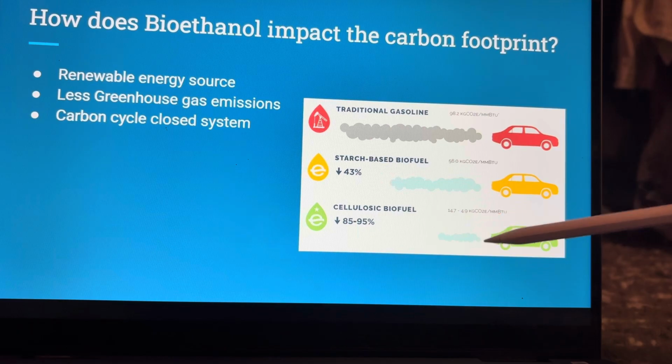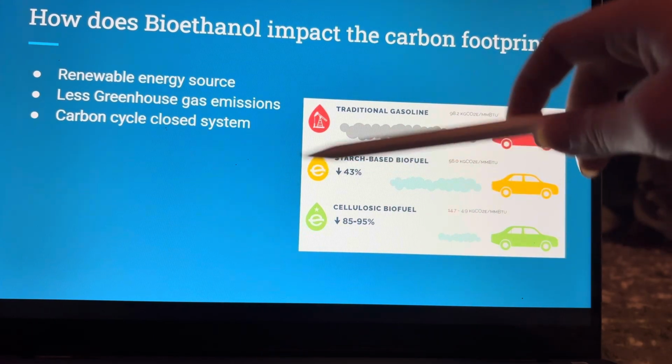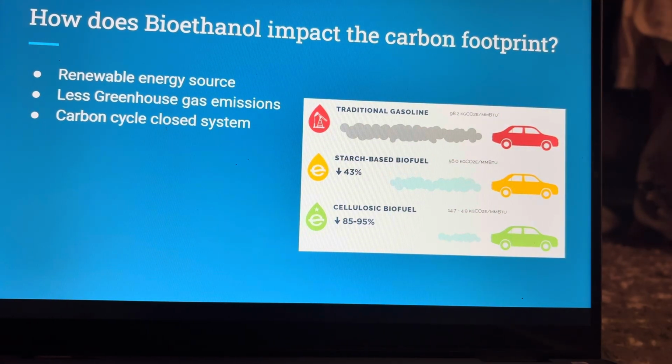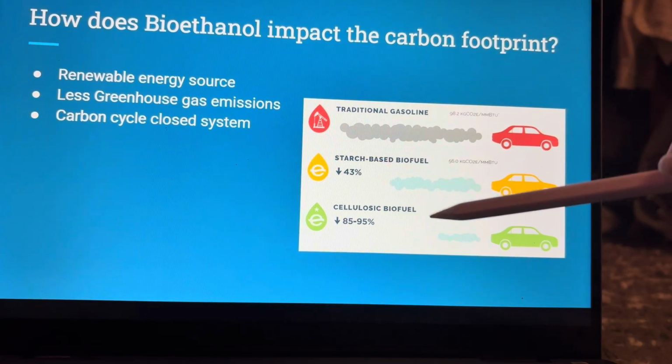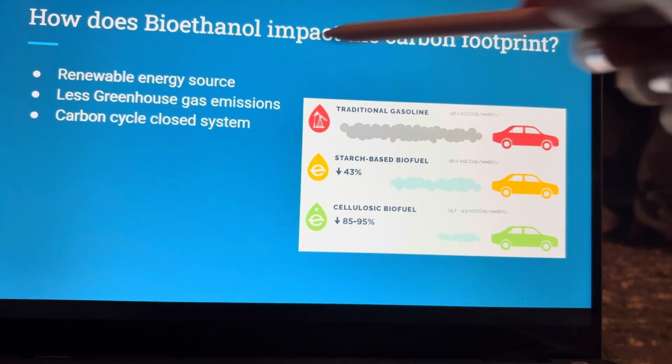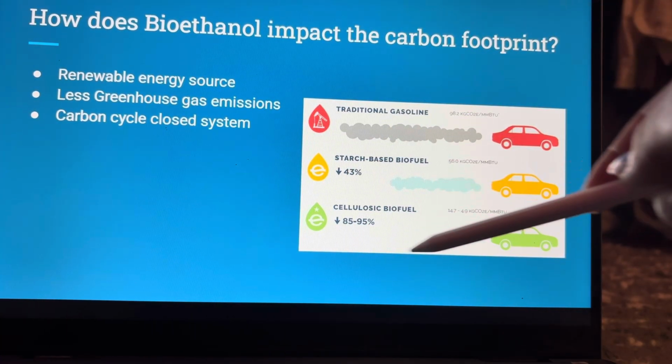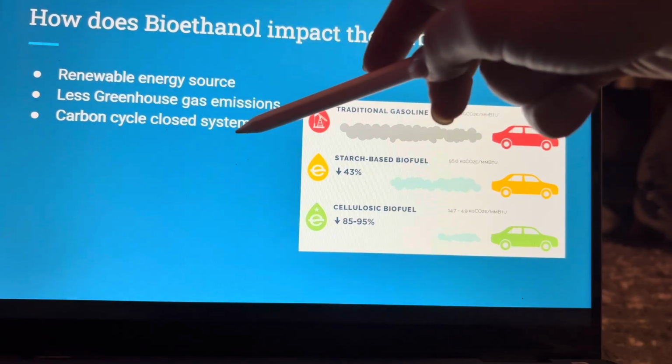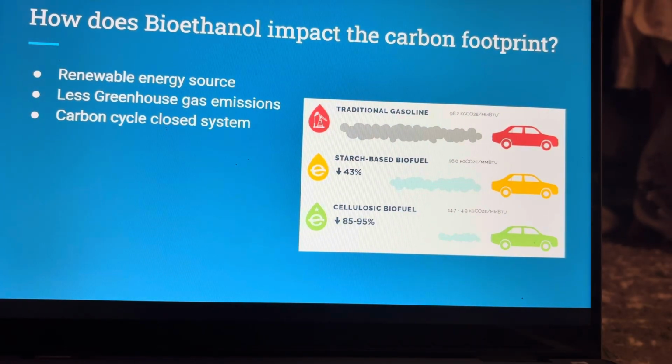And this small amount of carbon emission is actually being reabsorbed by the plants that are producing the bioethanol. So it's going through the carbon cycle and recycling this carbon. We call this a closed system. So this is going to result in less greenhouse gas emissions, which is better for our environment.